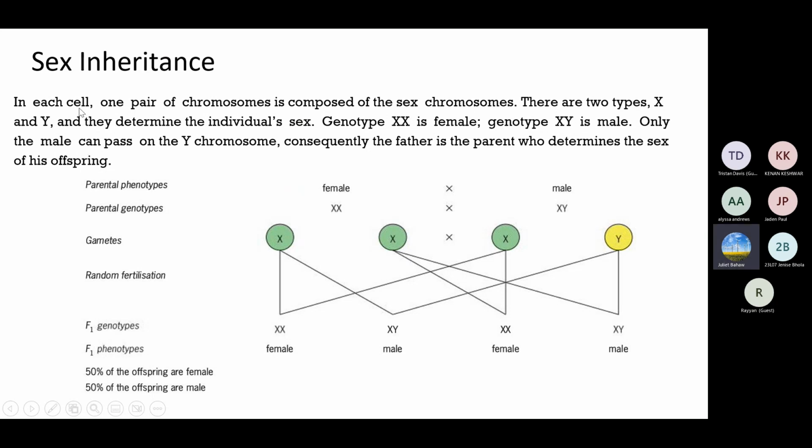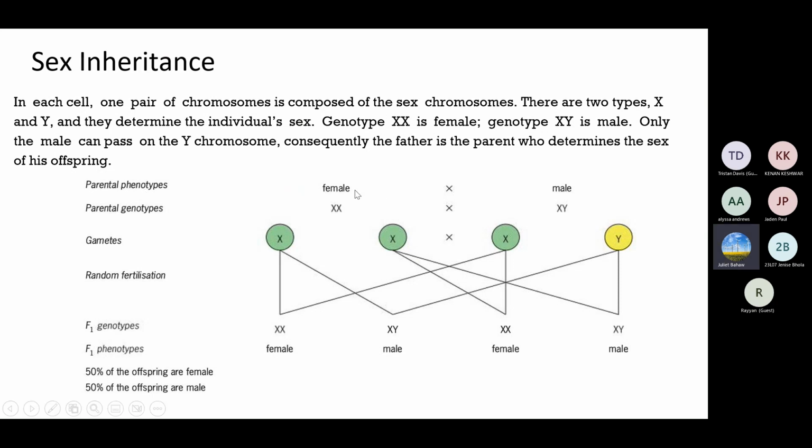Now, the male is the one who can pass on either the Y chromosome or the X chromosome. So consequently, the father is the one who is actually determining the sex of his offspring, because the female already has 2 X's. So it's up to the male now to pass on either the X or the Y. So that is why they say males are the ones who determine the sex of the baby. So let's look at the working.